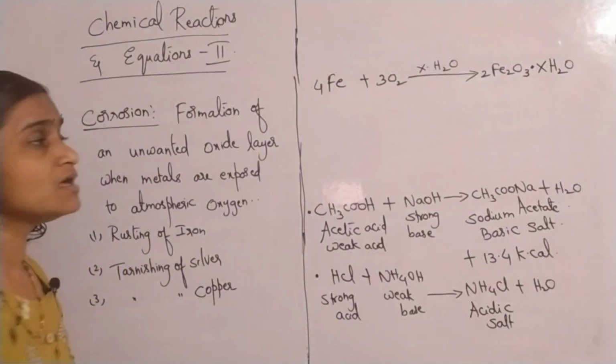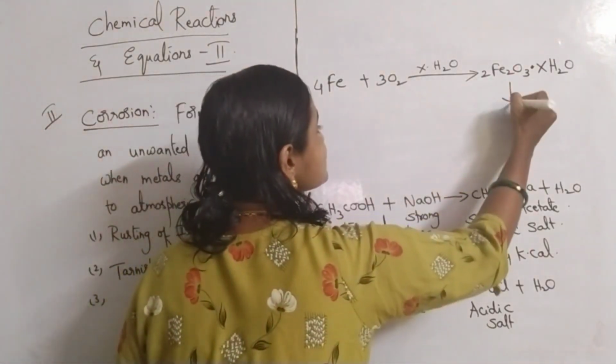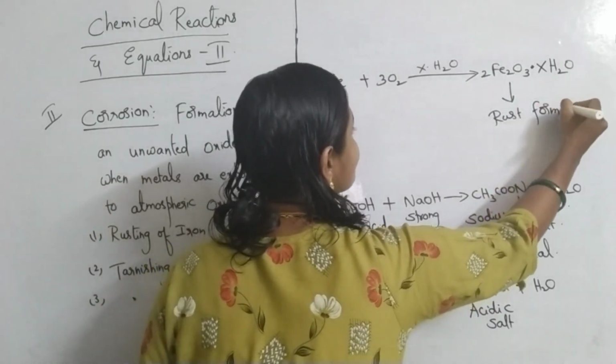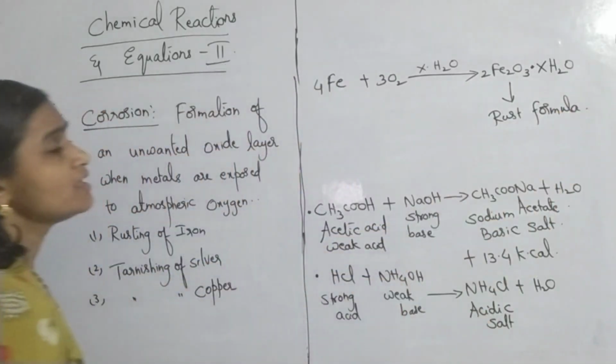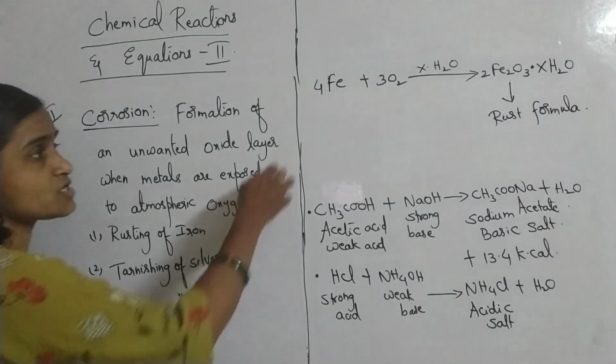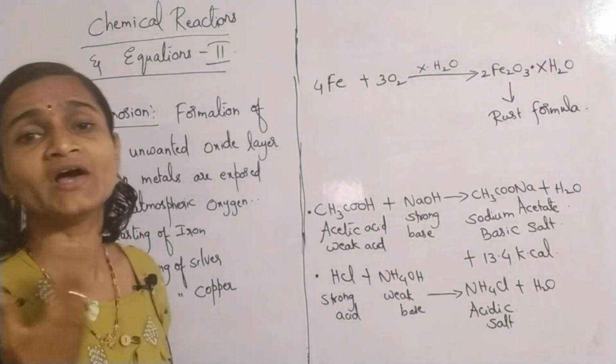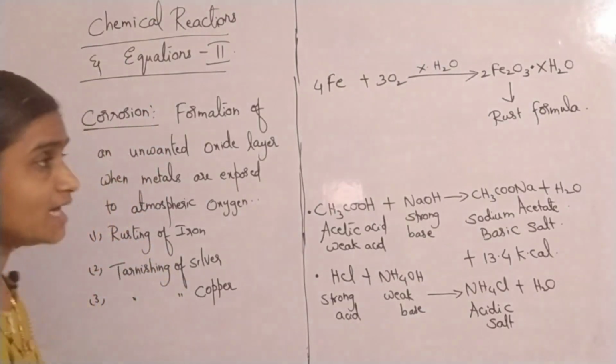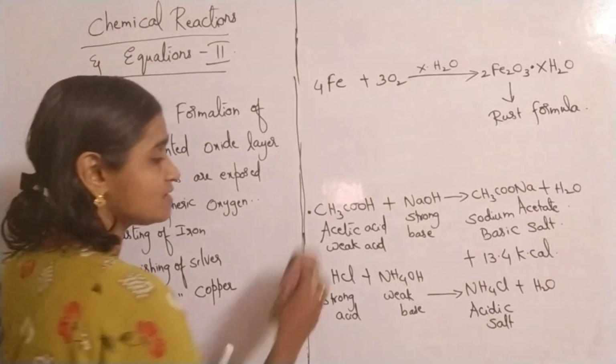Fe2O3.XH2O is the general formula for rust. Okay, now rust, it's a general formula for rust. So this is a corrosion reaction. Rusting of iron is called as what? Corrosion reaction.